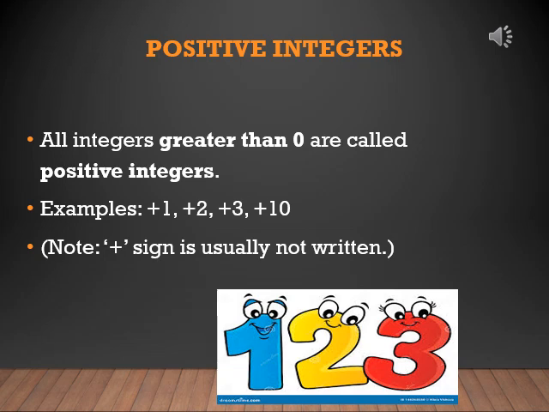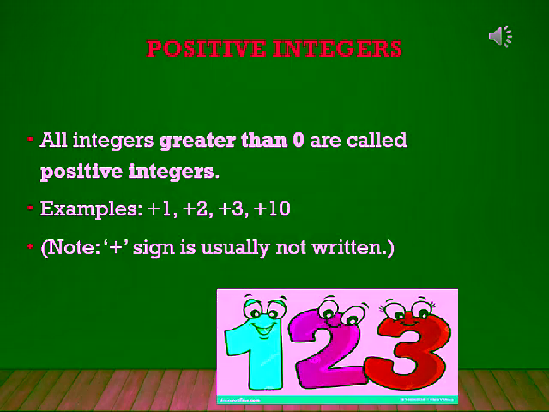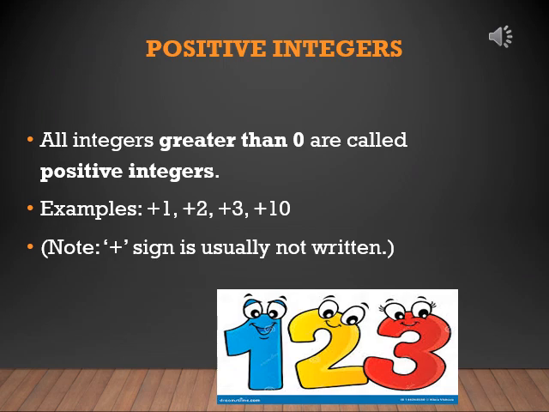Positive integers are the numbers that are greater than 0. These are the numbers we normally use for counting and measuring. Examples: 1, 2, 3, 4, 5, 6, and so on. Positive integers do not have a minus sign. Sometimes we may write a plus sign in front of them, like plus 3 or plus 7. But even if we don't write the plus sign, the number is still positive. On a number line, positive integers are found to the right of 0.